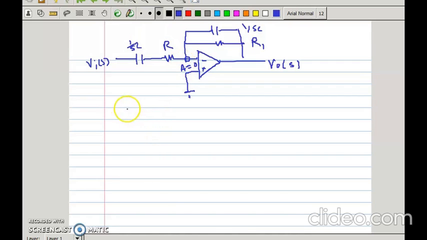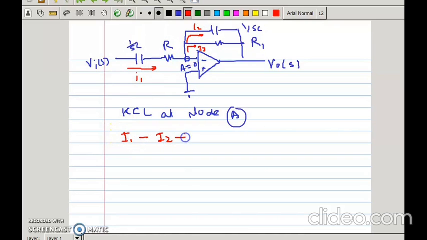Okay, apply KCL at node A. Maybe you are confused here, so a little bit of explanation. See, we are considering this current I1. From this current, we consider this is I2 and this is I3. So there are three currents, right? Incoming current we call positive, so I1 is incoming current, minus I2 is outgoing current, minus I3 is outgoing current, equal to 0, right? Or we can put I1 is equal to I2 plus I3.